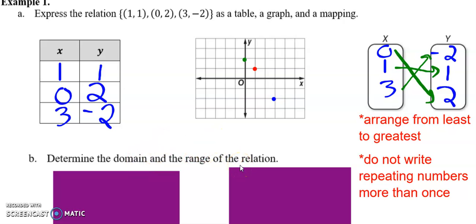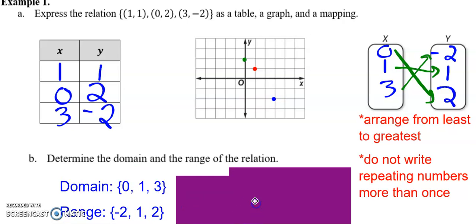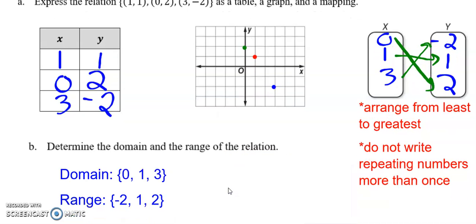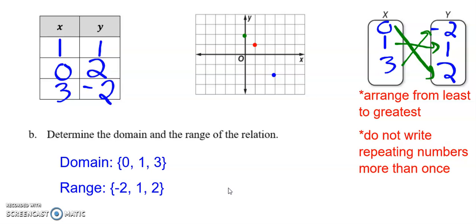So once again, for the domain and range, we arrange the numbers from least to greatest, and we do not write repeated numbers more than once. So our x values, that's our domain, and our y values, those are our range. So here are our x values, our domain and range. When we write the domain and range, we have to use our braces for our set notation.